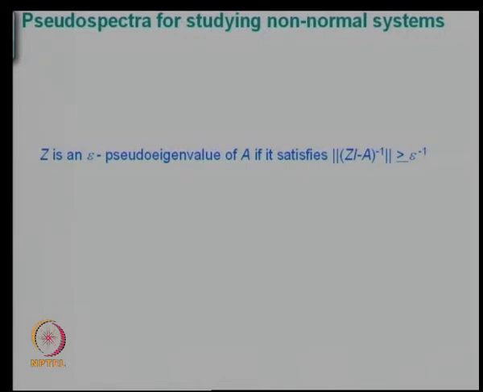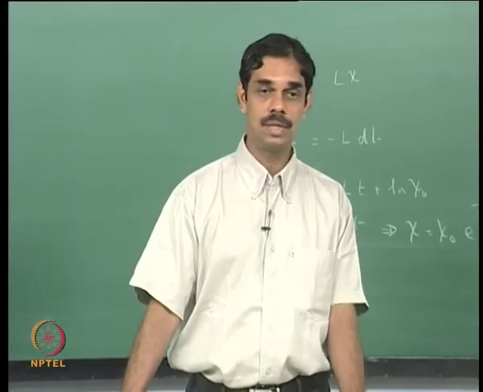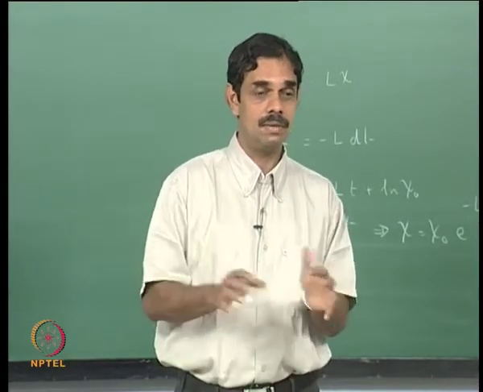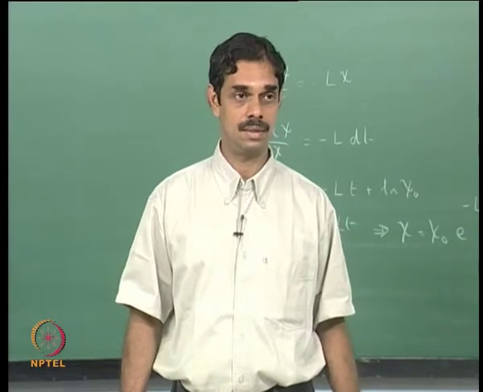Z is an epsilon pseudo-eigenvalue of A if it satisfies the norm of (zI minus A) inverse is greater than epsilon to the power minus 1, or we can say the norm of (zI minus A) is less than epsilon, one of these things. That means you are not looking to satisfy the relation exactly, but we put a small number and say that within this number you will satisfy the relationship.